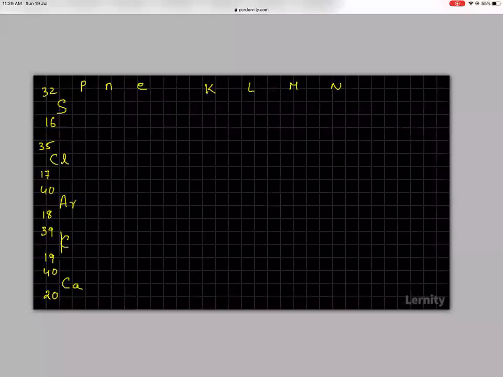Okay, so number of protons 16, number of neutrons 16. Then number of electrons is also 16.